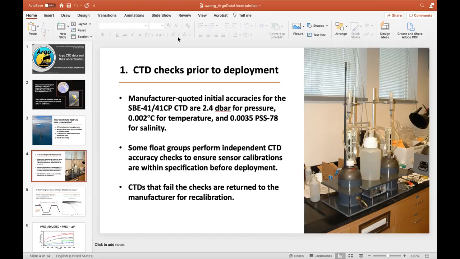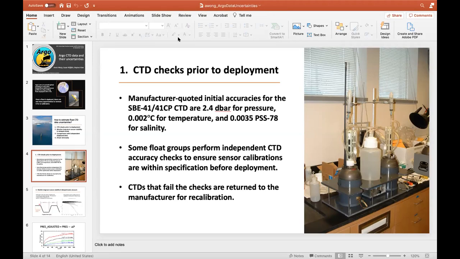We do this pre-deployment independent check because many things can happen to a CTD unit during shipping. Doing this pre-deployment check not only gives us some indication of the data quality at deployment, it is also a means to make sure that the CTD unit is operating properly before we deploy the float. Because obviously, after we've deployed the float, it would be too late to find out that the CTD is not working.